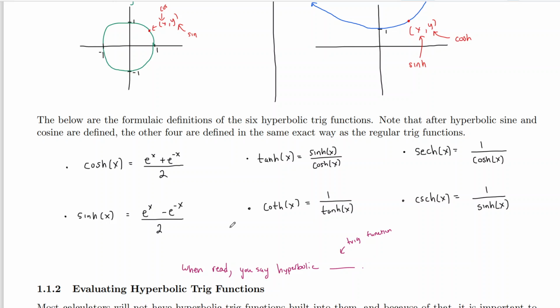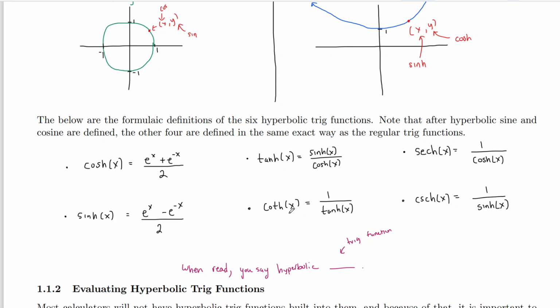And then, not coincidentally, the other four hyperbolic functions are defined exactly the same as the regular trig functions in terms of hyperbolic sine and cosine. So hyperbolic tangent of x equals hyperbolic sine of x over hyperbolic cosine of x.